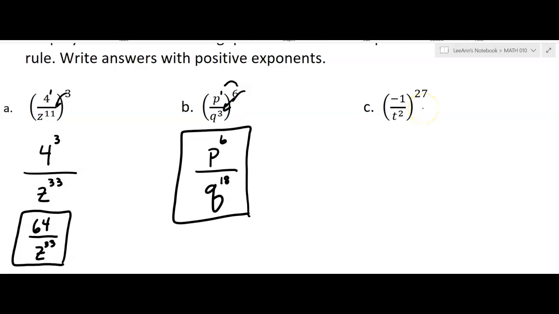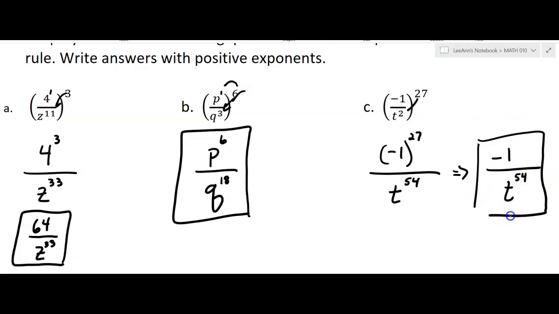Okay, now what are you going to do with negative 1 to the 27th power? We'll talk about that in a minute. Okay, over t, now you've got to go 27 times 2, that's 54. Now you're not going to leave it negative 1 to the 27th, because negative 1 times negative 1 times negative 1, it's just going to be some kind of 1. It's either a negative 1 or it's a positive 1. Well, think about having 27 of those negative 1s. That's an odd number, right? So it's going to be negative. So my answer here is going to be negative 1 over t to the 54th.